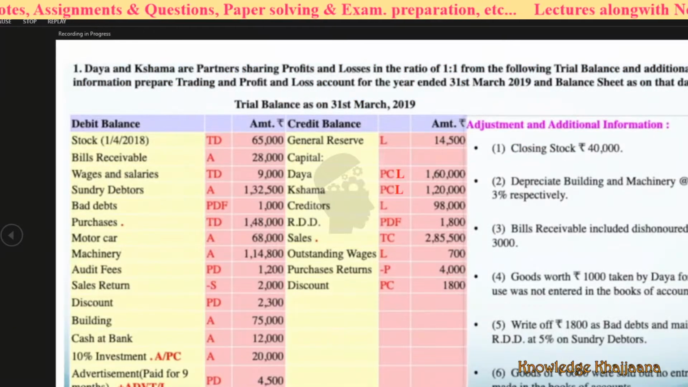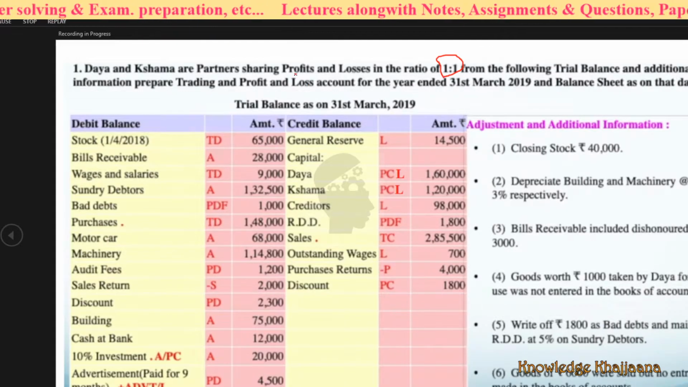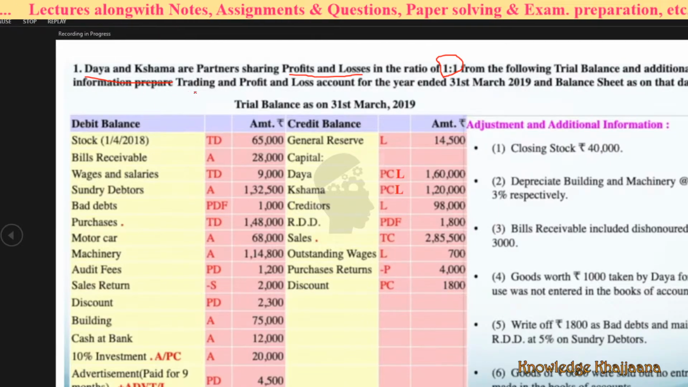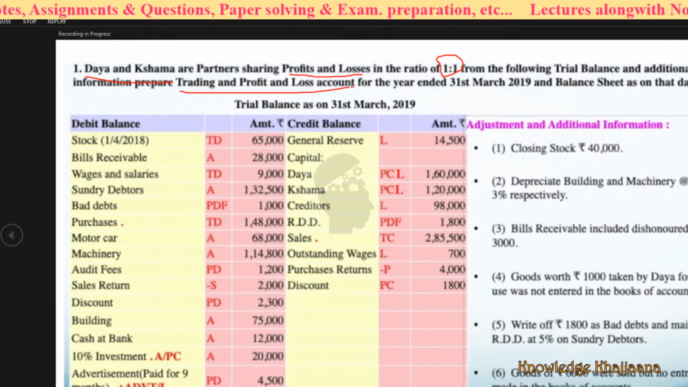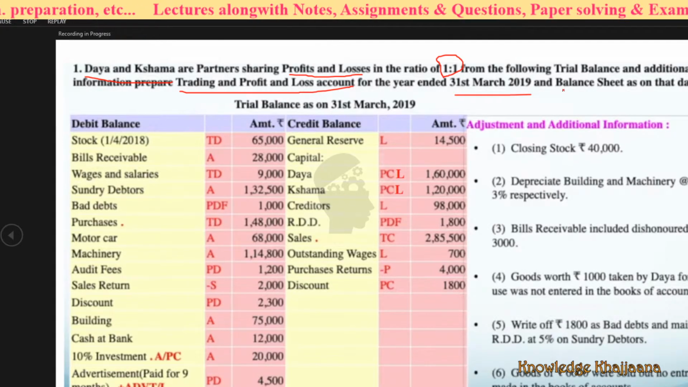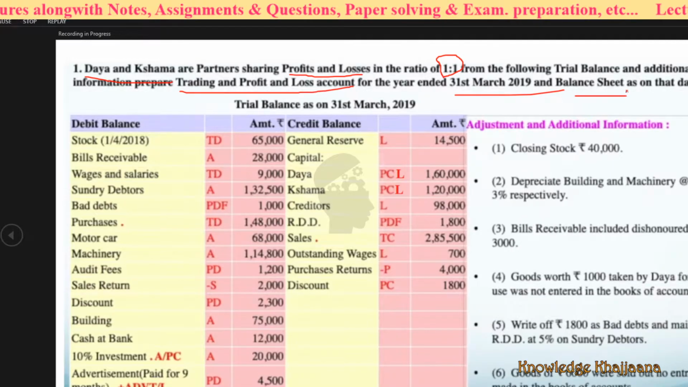Now let's see how to do the adjustments. Daya and Kshama are partners sharing profit and losses in the ratio of 1:1. Means equally they will share their profits and losses because that is a partnership business. Okay, Daya and Kshama are the two partners. From the following trial balance and additional information, prepare trading and profit and loss account for the year ended 31st March 2019 and balance sheet as on that day.